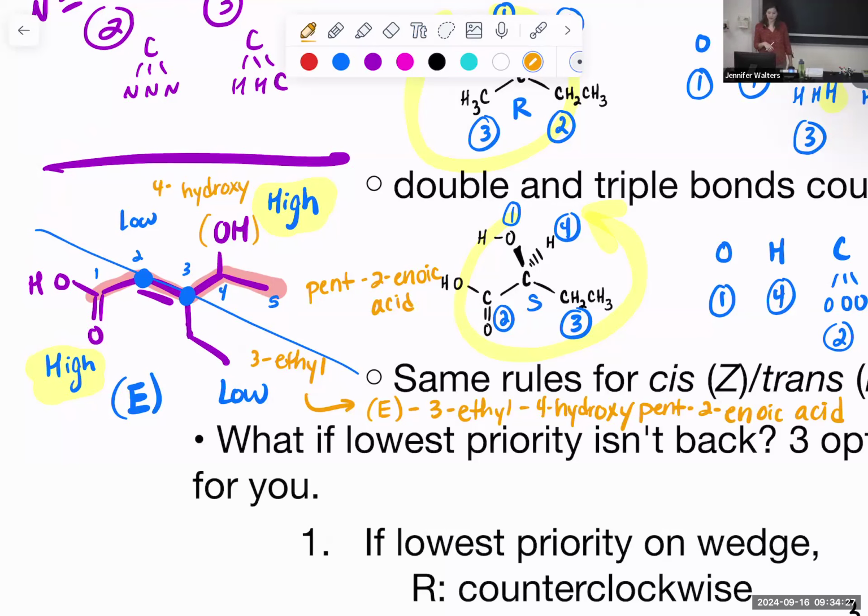You get E-3-ethyl-4-hydroxypent-2-enoic acid. How many chiral atoms are in this molecule? How many? There are not 3, not 2, 1. There is 1 chiral atom.